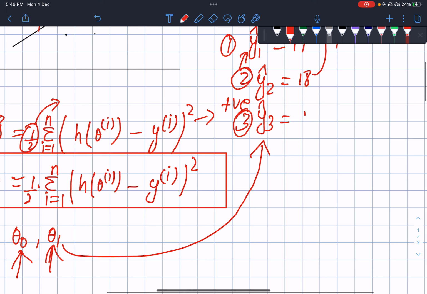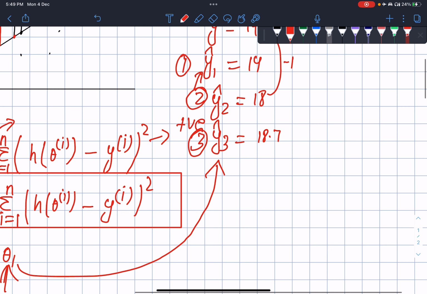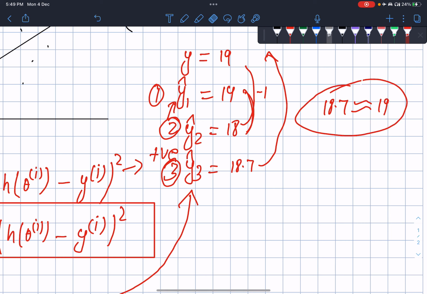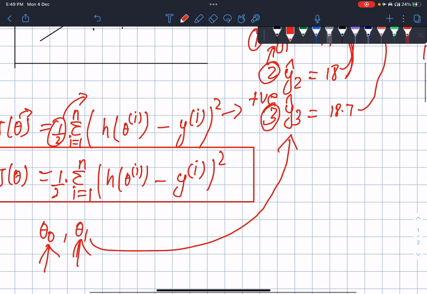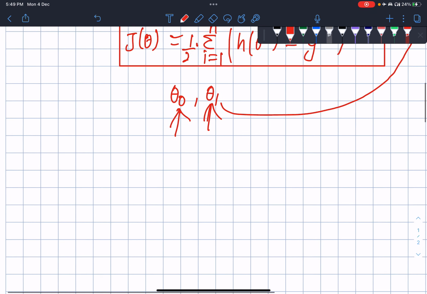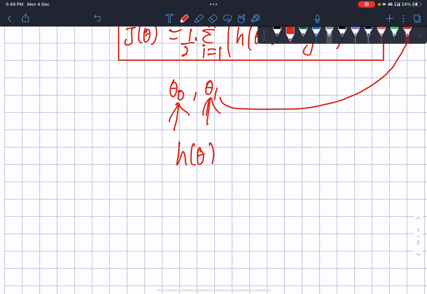We got 18.7, which is the best among all of these. Okay, this is the best. 18.7, which is approximately 19, which is a great thing. Now we have to find out for which value of theta we got 18.7, because we had the hypothesis function.